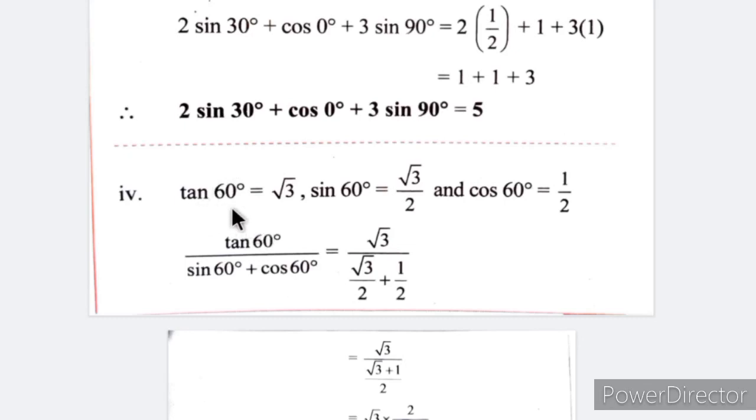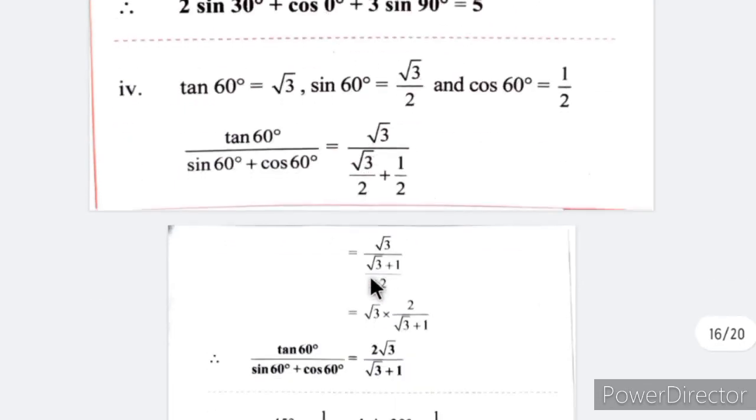So next is tan 60 degree upon sine 60 degree plus cos 60 degree. We have to find out the value of this. Tan 60 degree, we know the value is root 3. Sine 60 degree, the value is root 3 upon 2. And cos 60 degree, the value is 1 upon 2. We will replace. So instead of sine 60 degree, we will write root 3 upon 2, and plus cos 60 degree, 1 upon 2.